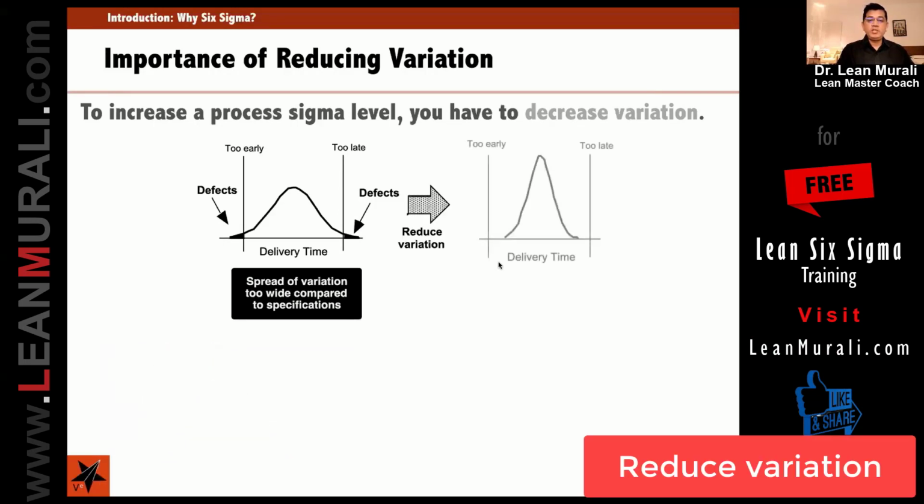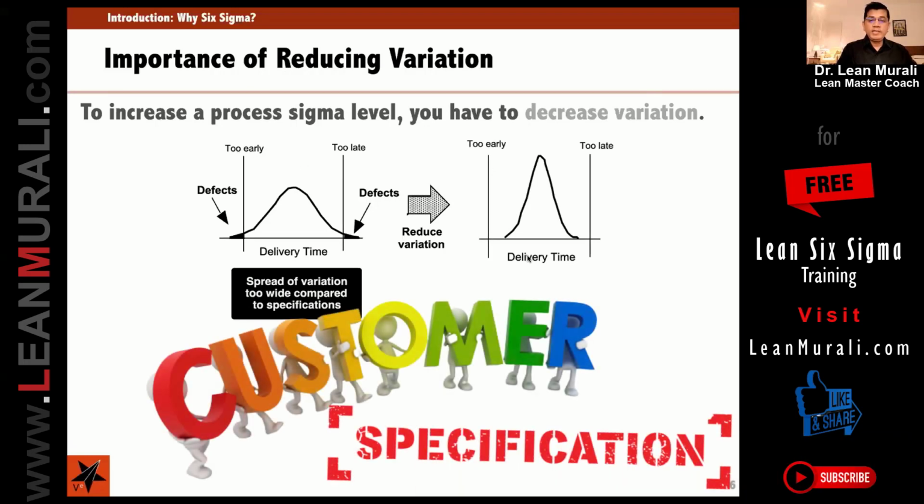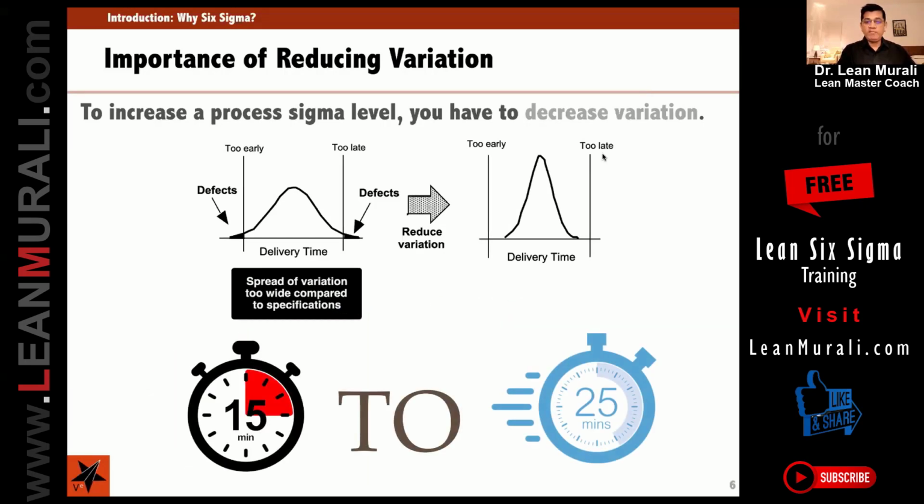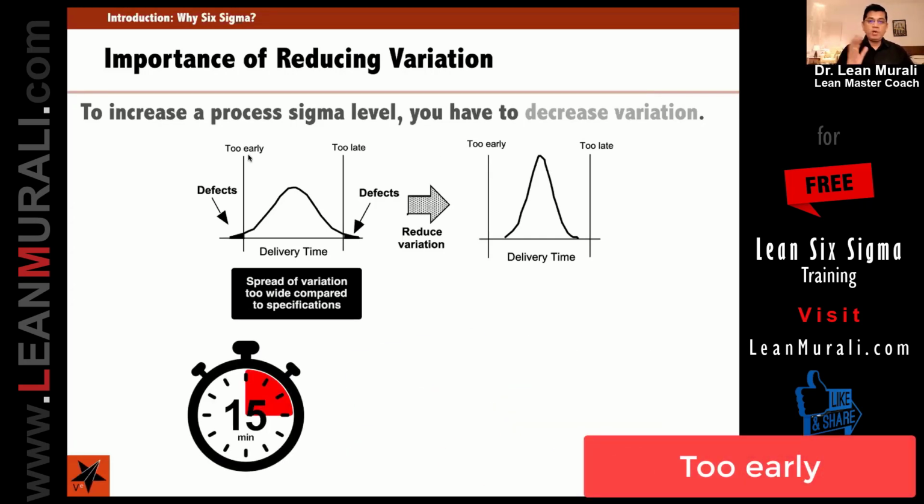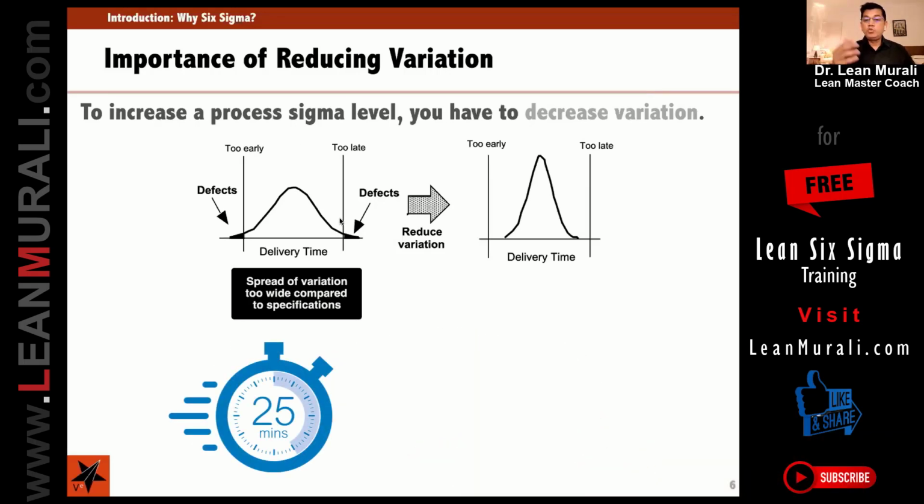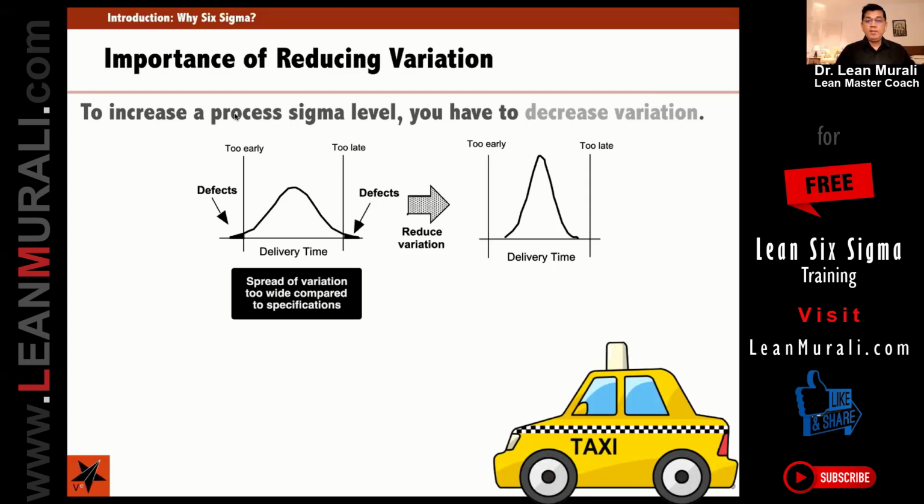So when you say reduce variations, this is the customer specification. Too early, too late, there are 2 lines. I want it between, let's say, 15 minutes to 25 minutes. Too early means that if it comes before 15 minutes, I don't want it, it's too early for me. And if he comes after 25 minutes, it is too late for me, because I have something to get to. There are many places where I don't want things to come too early also. For example, if I booked a taxi at a particular time, I don't want the Ola or Uber to come too early. I want him to come at that time.